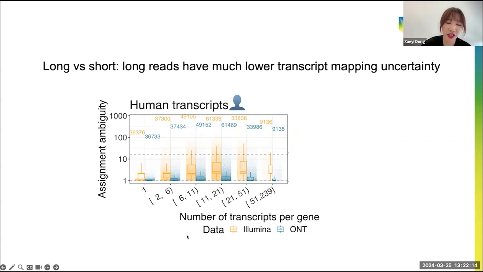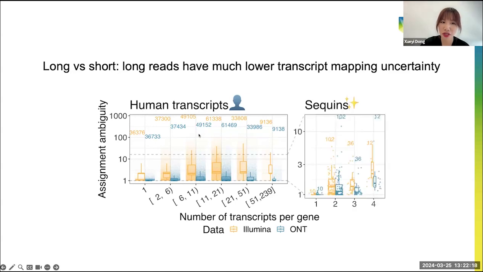And as you can see on that plot, for both human transcripts and sequin transcripts, we found out that we actually get much lower transcript mapping uncertainty when we're using the nanopore long read data, the ONT data, compared to the Illumina short read data.